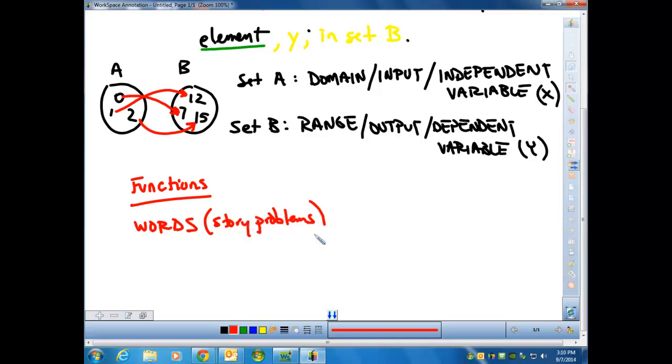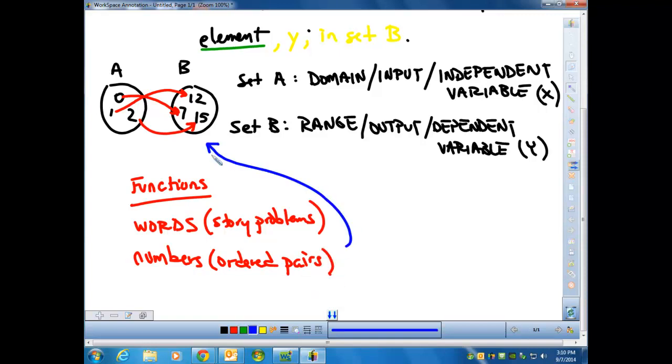Functions can be numbers, particularly ordered pairs. And so I could take those sets up above and create ordered pairs out of them: 0, 7; 1, 12; 2, 15. Those would be the ordered pairs of those sets.